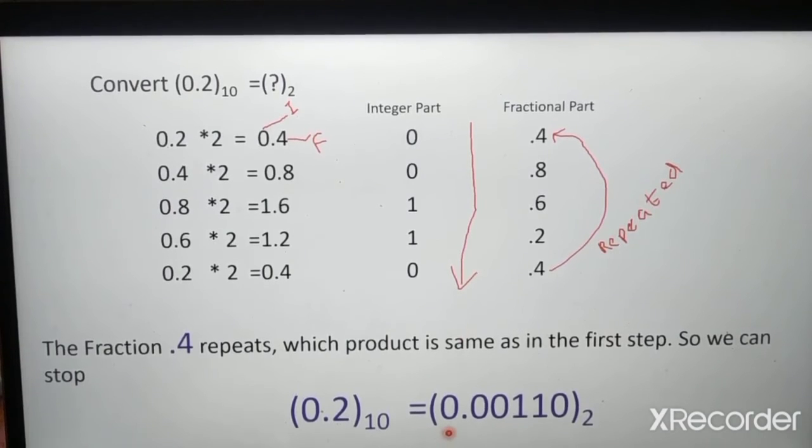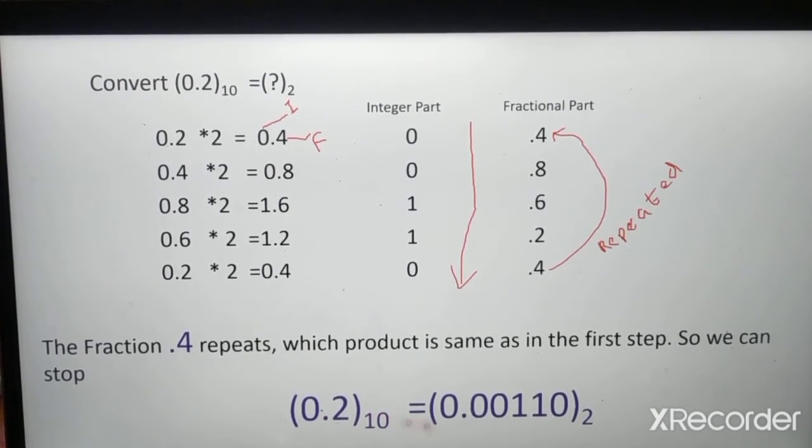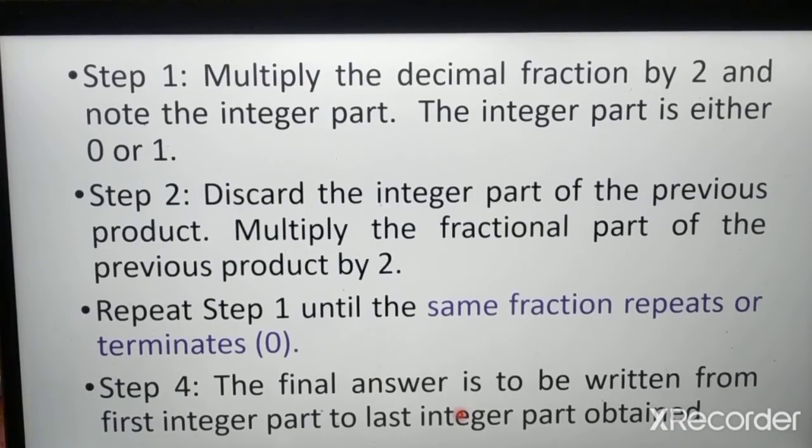Here 0.00110 is the binary number for the corresponding decimal number 0.2. Here don't forget to write 0, which is the integer part before the point. Okay. Next we can see the steps we have to follow.